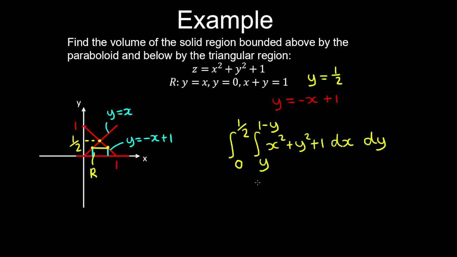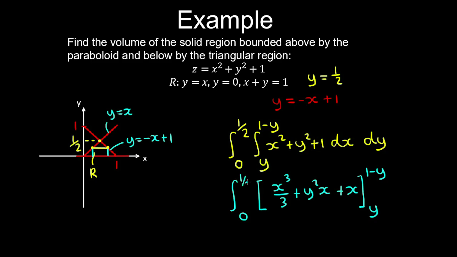So evaluating the inner integral, we get x cubed on 3 plus y squared x plus x evaluated at y and 1 minus y, and we integrate this result from y equals 0 to y equals 1/2.